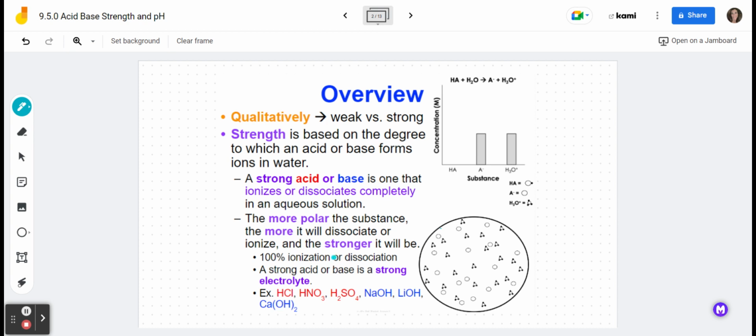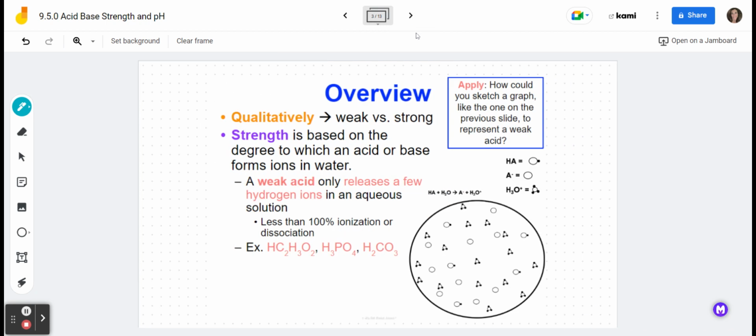The more polar the substance, the more it will dissociate or ionize, and the stronger it will be. So 100% ionization or dissociation results in a strong acid or base, which are both strong electrolytes. For example, hydrochloric acid, nitric acid, and sulfuric acid are all acids that will completely dissociate, so they are considered strong acids. Any hydroxide, sodium, lithium, calcium, for example, will do the same thing. So they're going to create lots of ions, and so they are going to be considered very strong.